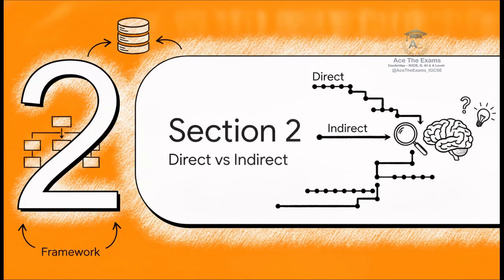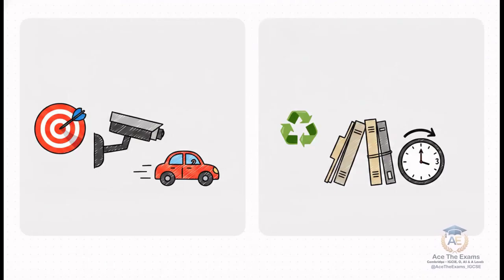Section 2. Direct versus indirect data. We need to nail down the theoretical foundation before we can apply our quick-win exam framework. Let's sharply contrast these two concepts, because confusing them during comparative evaluation tasks is a major pitfall. Direct data is collected specifically for the exact problem or task you're dealing with right now. Need to know how many cars pass a junction today? You install a sensor there today. Indirect data, on the other hand, is existing data repurposed from an earlier, entirely different task, like using last year's traffic census to estimate today's numbers.